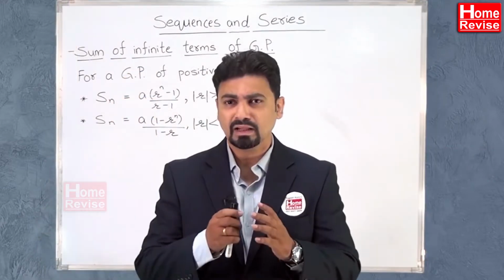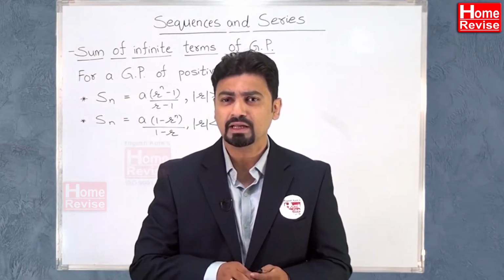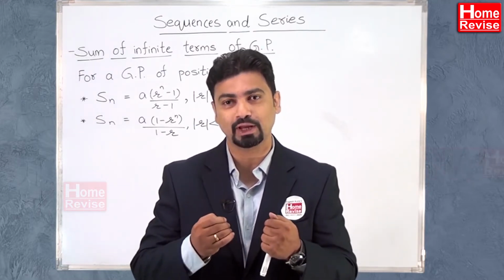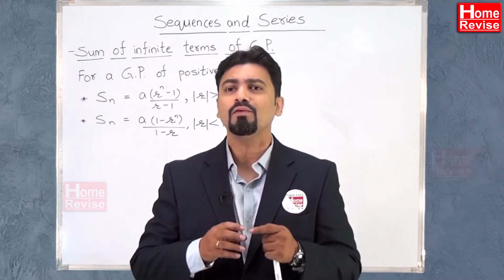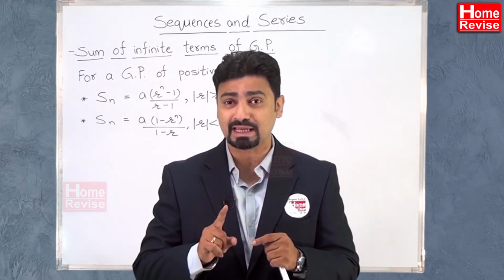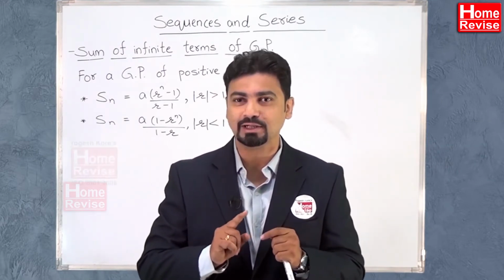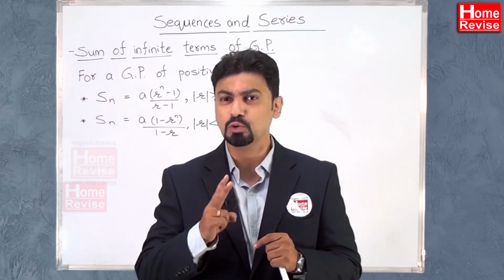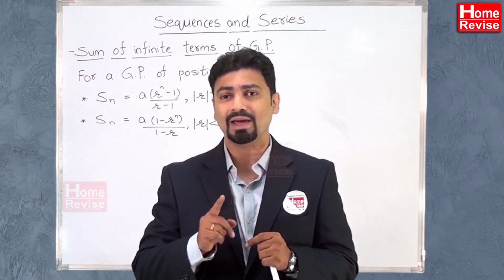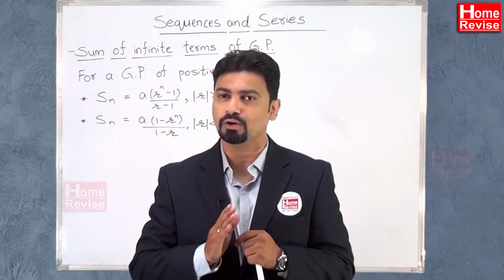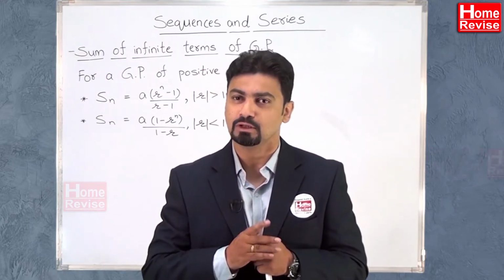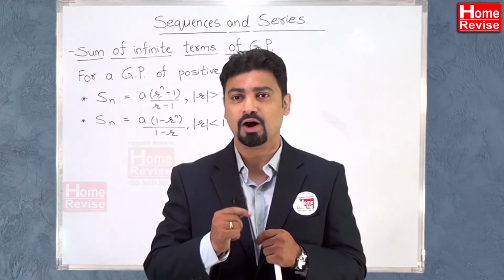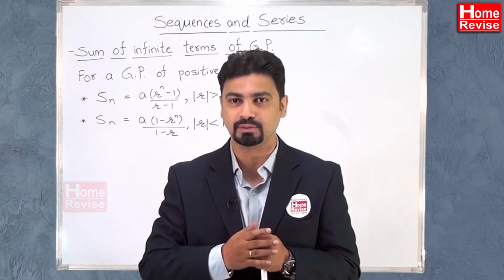Let us now see how to find the sum of infinite terms for a GP, that is geometric progression. We have already derived the formula for Sn, that is the sum of n terms of GP, where we have derived Sn in three forms, of which two forms are most important, where r was less than 1 or r was greater than 1. So let us see how to find the sum of n terms of GP and the sum of infinite terms of GP, both of them.